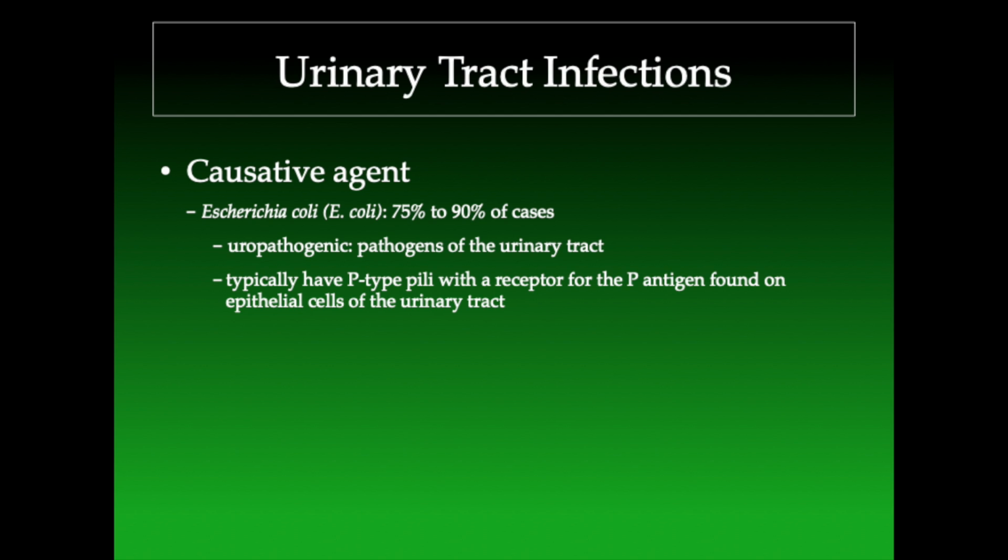E. coli UTIs are caused by uropathogenic strains of E. coli, meaning they are pathogens of the urinary tract. Uropathogenic E. coli typically have P-type pili with a receptor for the P antigen. The P antigen is a blood group marker found on cells lining the perineum and the urinary tract. The P antigen is expressed by approximately 75% of the population. This is why UTIs are so common.